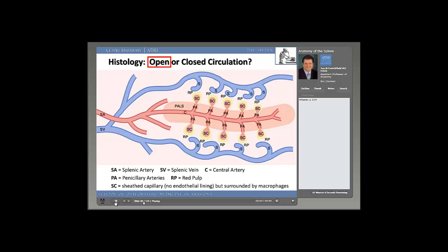Blood comes in through the splenic artery, flows down a central arteriole of the periarteriolar lymphatic sheath, and then exits through penicillary arteries, arteries that form at right angles through the central arteriole. They then move into the sheathed capillary. There's no endothelial lining here, but they're surrounded by macrophages. Eventually, once they've exited out the sheathed capillaries, they go through the red pulp where they are filtered and then enter back into venous sinusoids and back into the splenic vein.